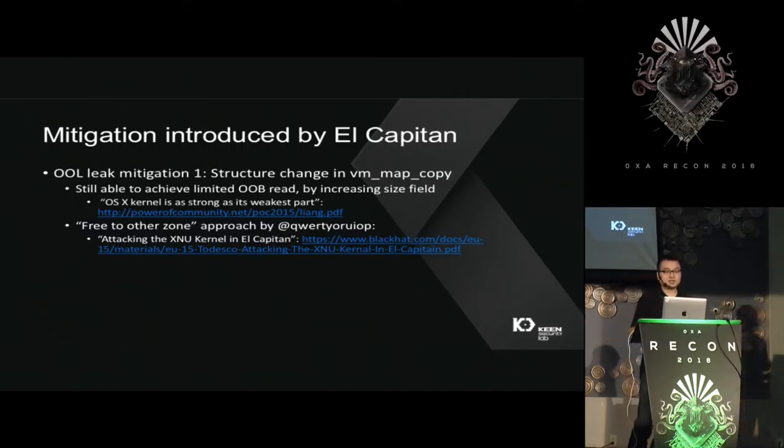Even if we cannot do an arbitrary memory read, we can still use the overflow vulnerability to increase the size field, so that we can put another important object after that struct and read the vtable out, leaking the kslide to bypass KASLR. Another approach was found by Luca, who suggests that we can increase the size field and read it out, so that the vm_map_copy_t struct will be freed to another zone, so that you can play with zone alloc and dealloc again and again later on.